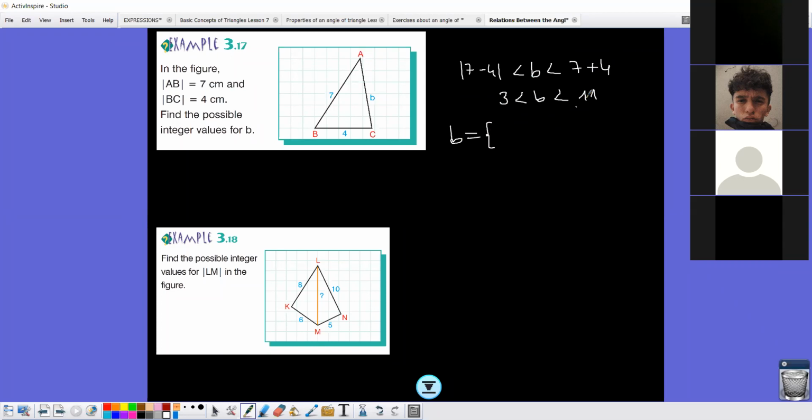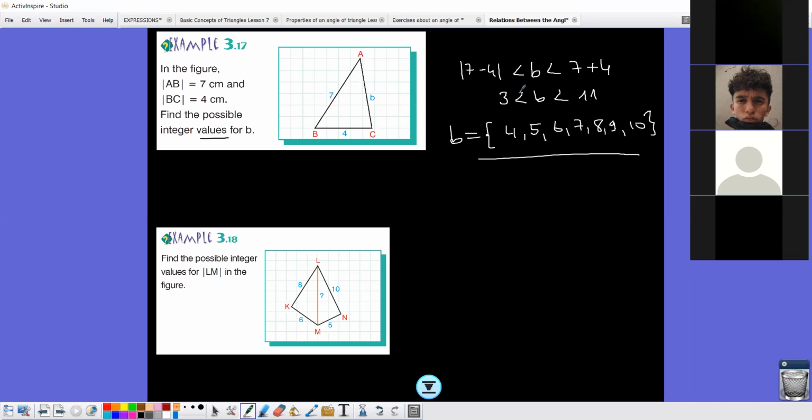So what will be the possible integer values for B? The numbers between 3 and 11. So B can be 4, 5, 6, 7, 8, 9, and 10. If any other extra information is not given, this will be your answer, because it says find the possible integer values. We are not looking only for one value for B. So these are the possible integer values for B.